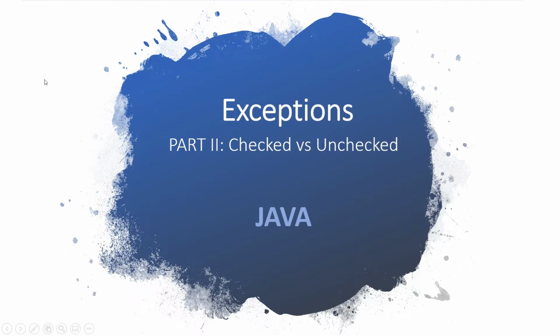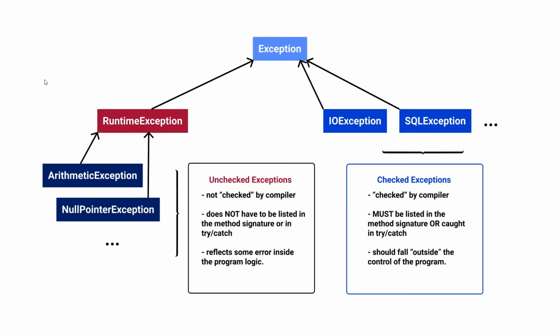All right, checked versus unchecked exception. What does this mean? Well, generally speaking, checked exceptions fall outside the control of your program. If you're trying to read a file that doesn't exist, you'd get a file not found exception. And this would be a checked exception. It's not caused by any fault in the logic of your program. It falls outside the control of your program.